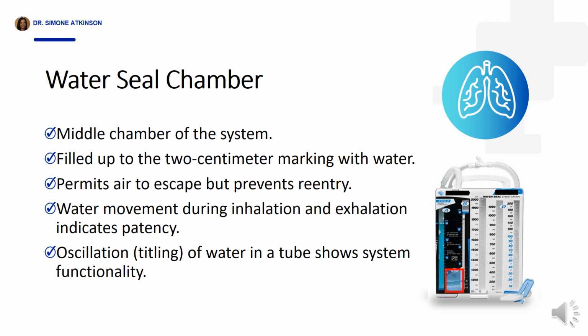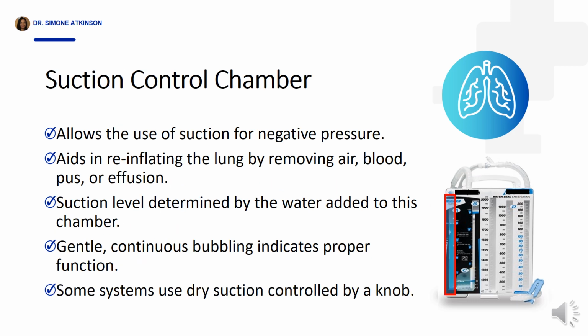The suction control chamber enables the application of suction to create negative pressure within the chest, and this negative pressure facilitates the quicker reinflation of the lung by extracting air or blood or pus or effusion from that area of the lung. And the level of suction is established based on the quantity of water that's introduced into this suction control chamber. When it's in proper working condition, you'll observe a gentle and continuous bubbling within the chamber.